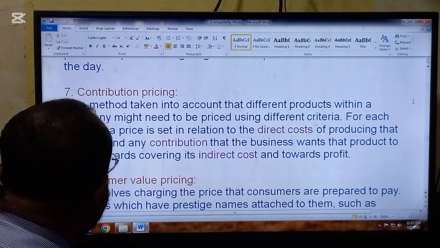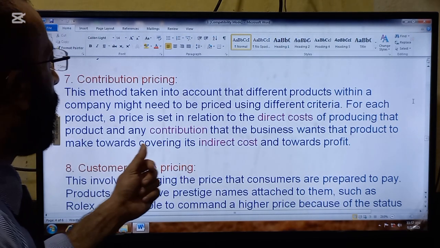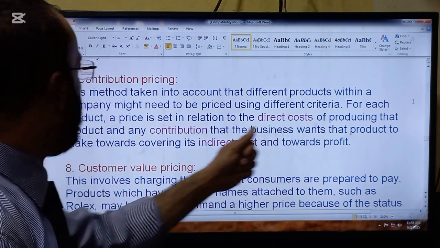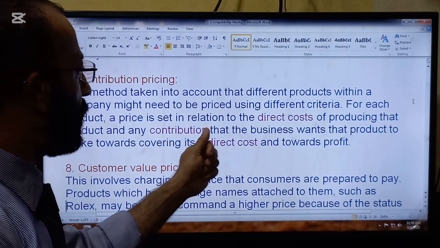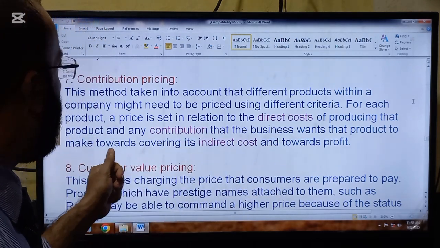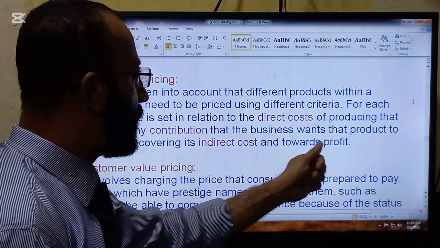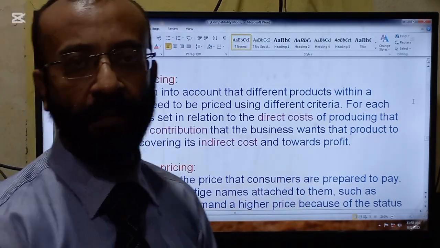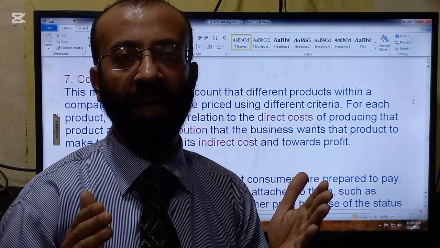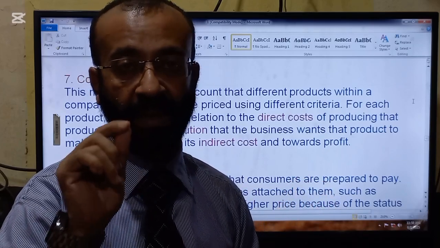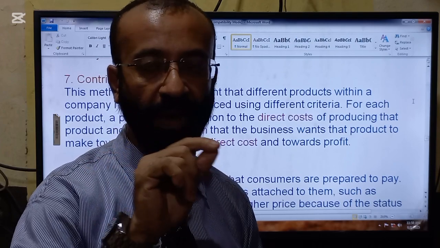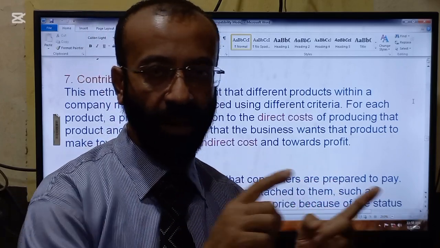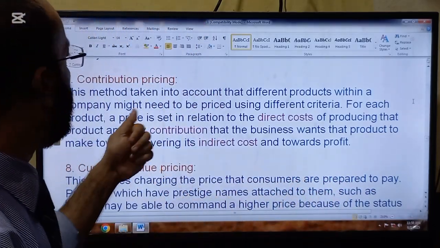Next is contribution pricing. This method takes into account that different products within our company might need to be priced using different criteria. For each product, a price is set in relation to the direct cost of producing that product and any contribution that the business wants that product to make towards covering its indirect costs and towards profit. So this is another kind of strategy in which a business is producing more than one product, and the business sets pricing according to the importance of the products, and wants some particular contribution from different products. So this kind of strategy is applied in those businesses.